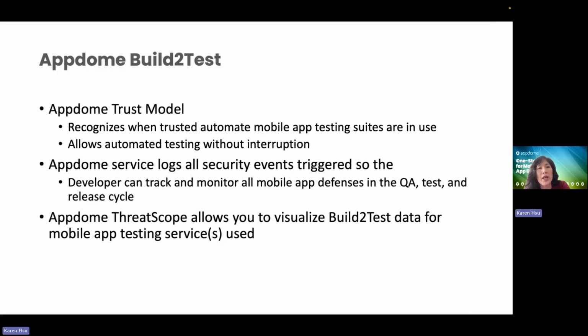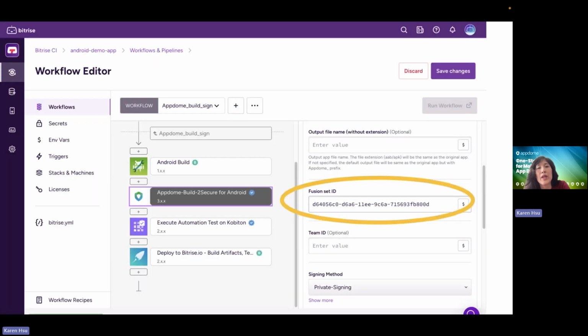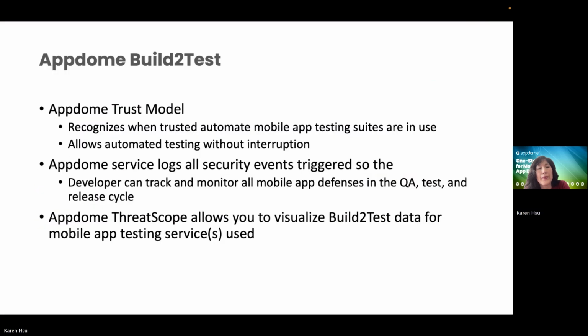to your end users. So how does this work? How does this process of securing or automating the testing of secured apps work? Well, that works because Appdome has developed a trust model where we are able to recognize when the mobile app testing suite Cobaton is in use and allow the automated testing through Cobaton, for example, without interruption.